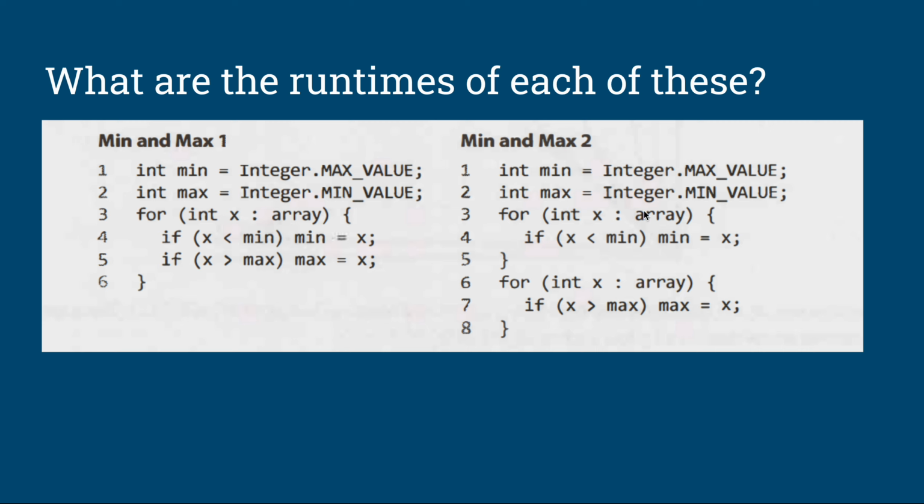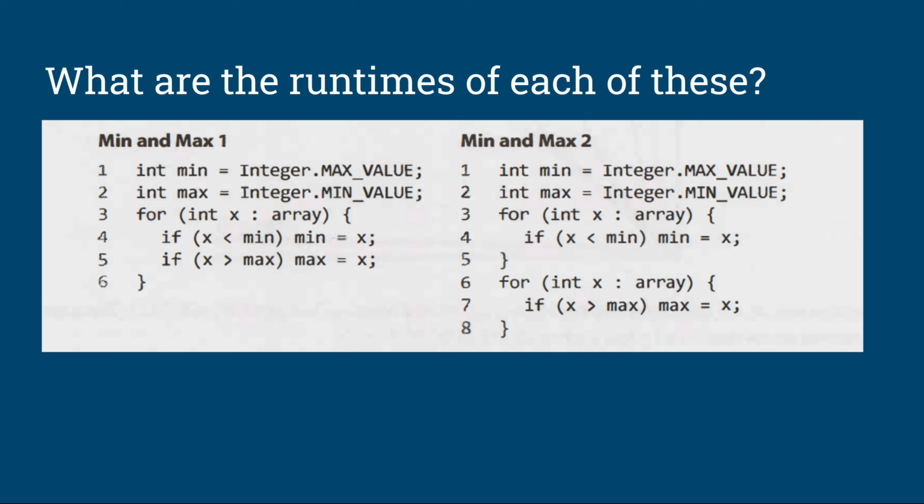And here is the same problem, but instead of, in this for loop, saying if x is less than min, min gets x, if x is greater than max, max gets x, it has a separate for loop for each of them. So I want you to take a second and think about the runtime. You can pause this recording here.